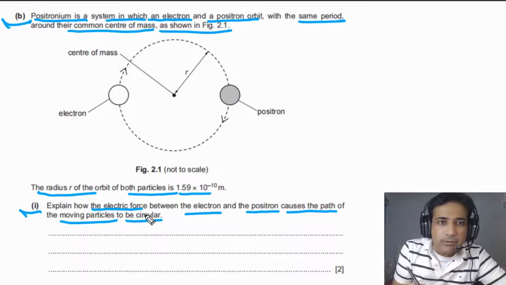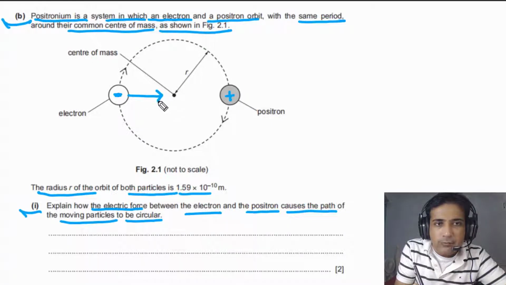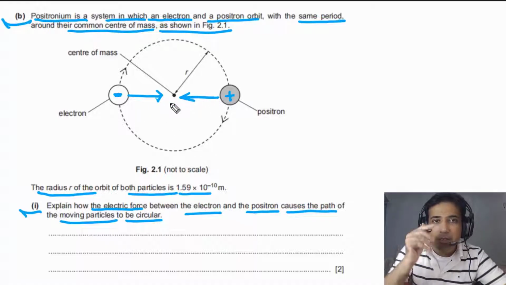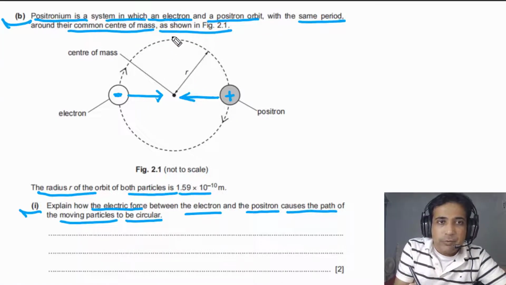If you look at these particles and we look at the forces between them, electron is negatively charged and positron is positively charged. There is a force on electron due to positron, and that force is directed to the right, and there is also a force on positron, and that force is directed to the left. Then these two forces are equal in magnitude. If we draw electron at this point, when electron is here, positron will be here, because they have the same speed.